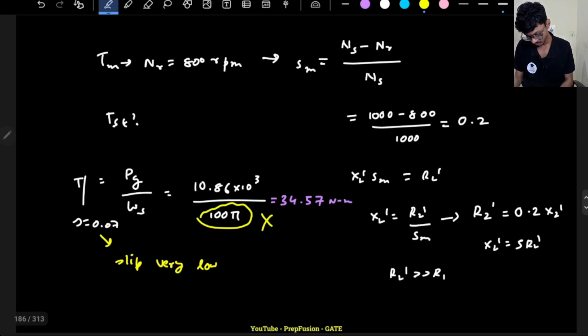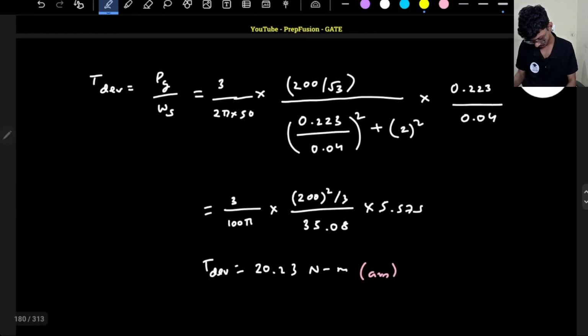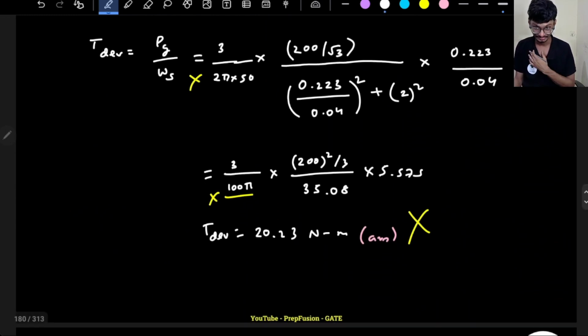In the previous question also I had made a mistake here. That is my mistake. This one is wrong actually. This is not 100 pi, it is not 2 pi into f. What is omega s? I'm really sorry.